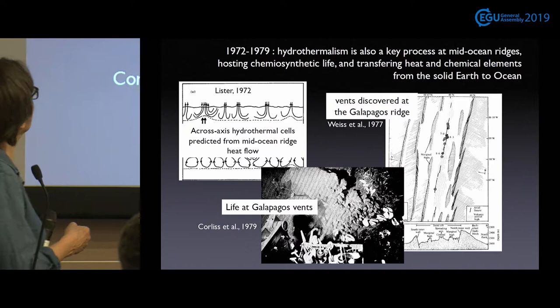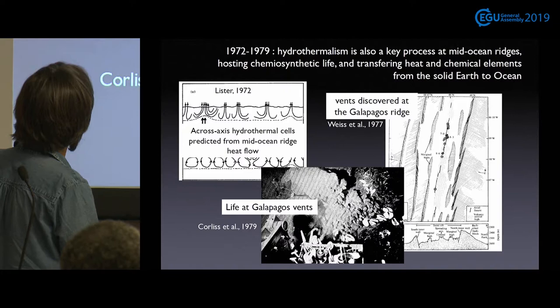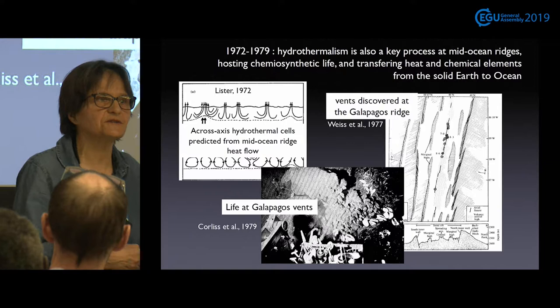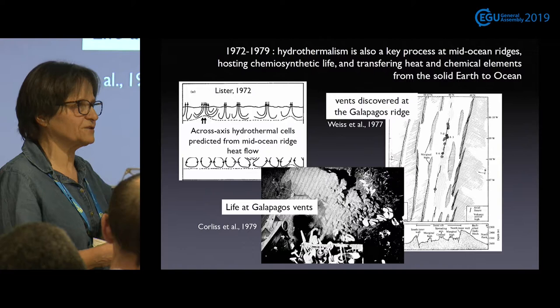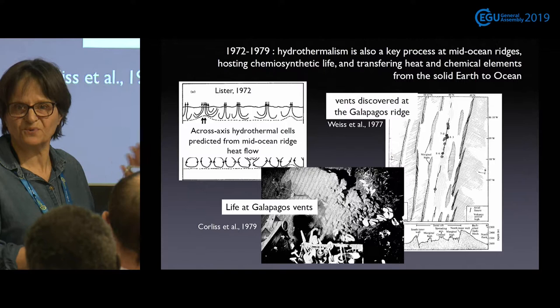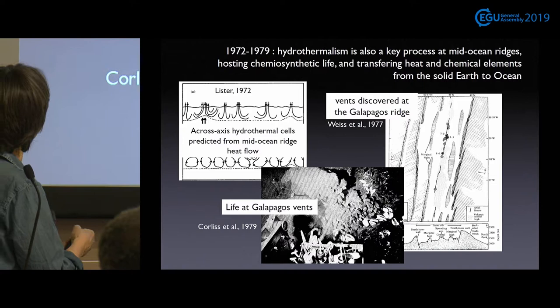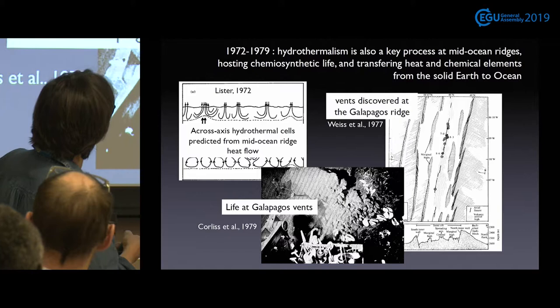It was actually predicted in the early 70s just because of heat flow measurements near the ridges. It was found that the heat flow was such that it was not possible to explain it just by conductive cooling of the ridge, that you had to have some convection, hydrothermal convection, cooling more because the ridges were too cold. So it was predicted that we should find a hydrothermal circulation. And then the vents were actually discovered at the Galapagos Ridge in 1977. So this is here.